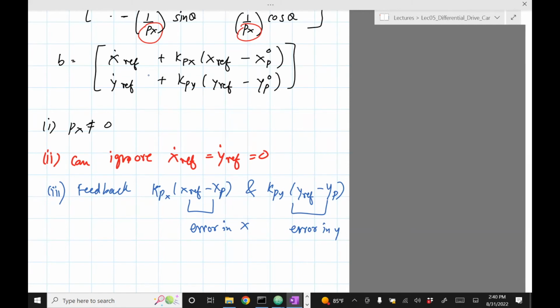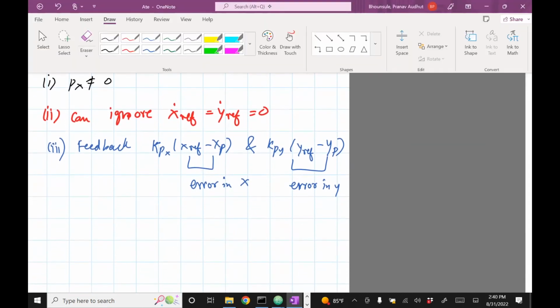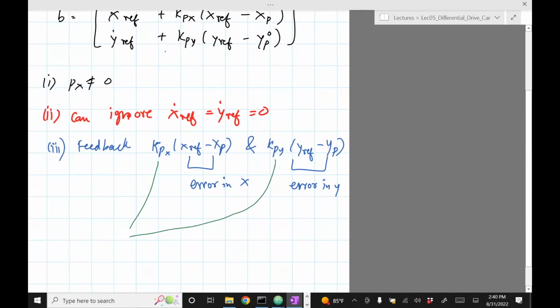So by controlling v and omega, you try to ensure that the error shrinks as much as possible. These kpx and kpy are user chosen constants, called feedback gains, and so you can tune them. Typically you start with very small values and keep ramping them up till you get satisfactory performance. Okay, so with all that, we can go ahead and try to get the car to track a curve.